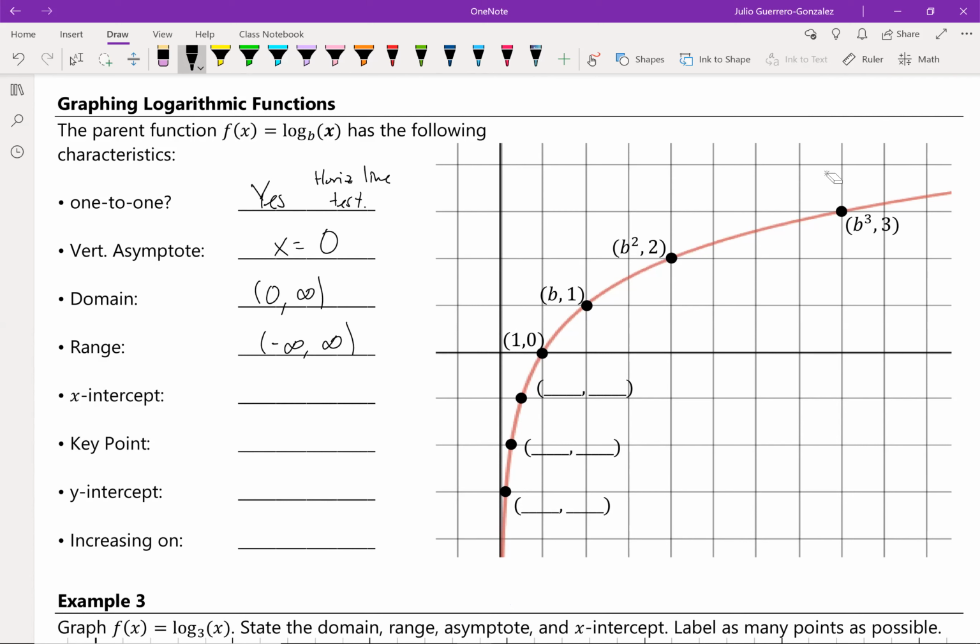X-intercept, where's it at? Guessing it's at 1. Right, 1, 0. So it turns out that that point, for any logarithm function, at least a vanilla one, will always cross there. Okay, I'll give you guys a couple of key points.